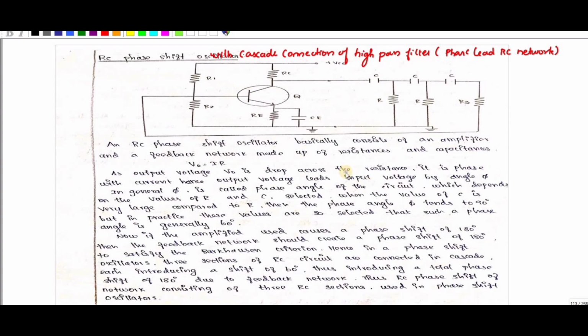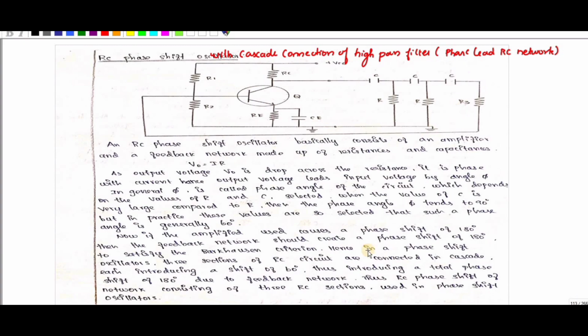So this is what they have explained here, and we know that another criterion is modulus of A beta equal to 1 in order to produce an oscillator. You can also connect an RC phase shift oscillator with the help of a cascaded connection of low pass filters. The low pass filter is also called a phase lag network. So this we will discuss in a further class.